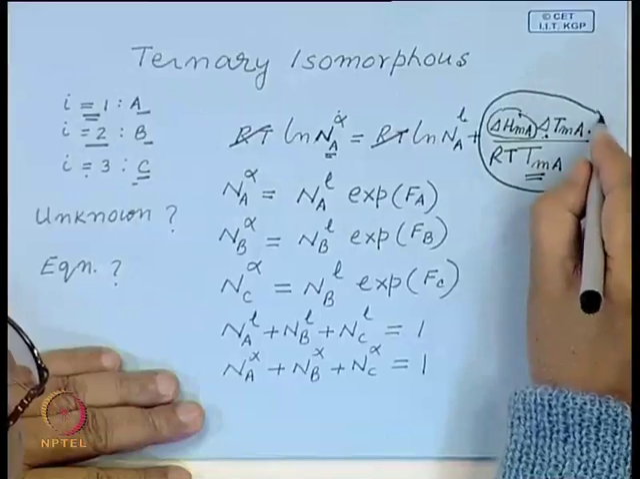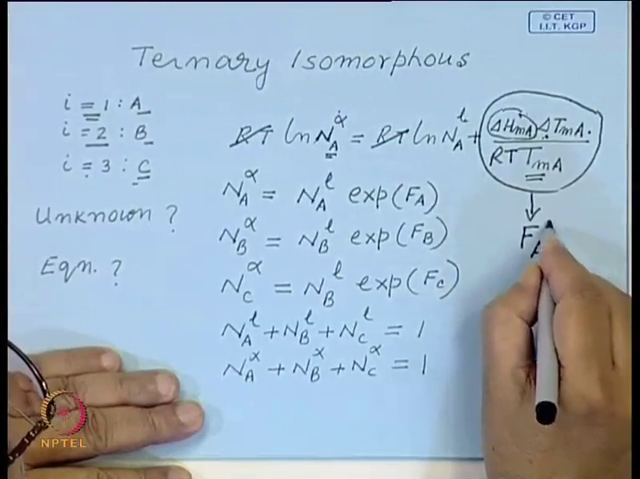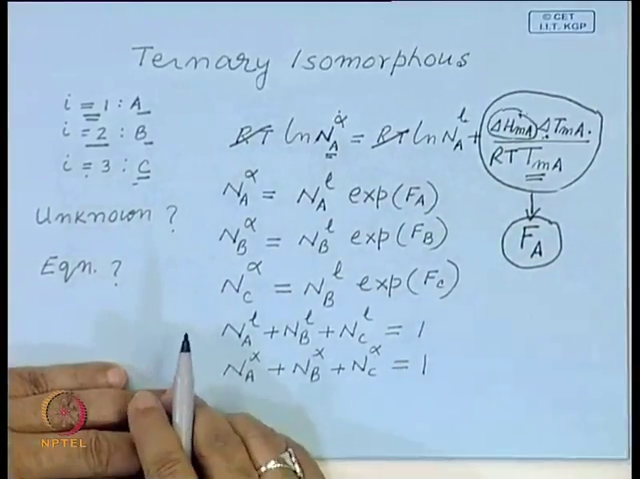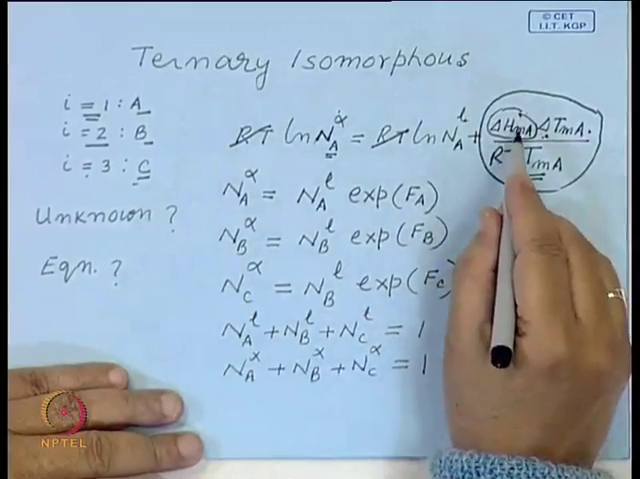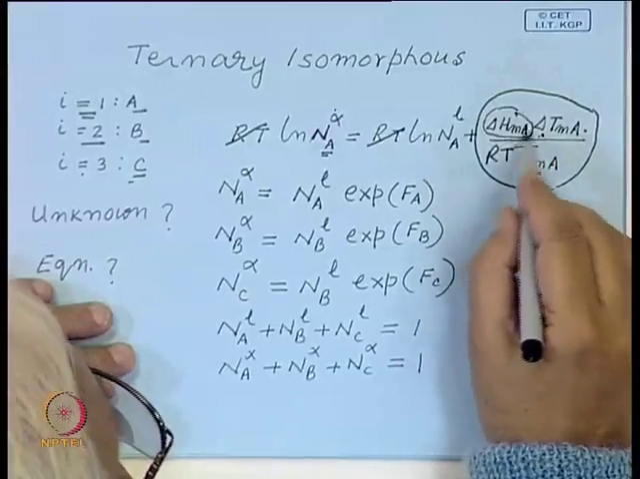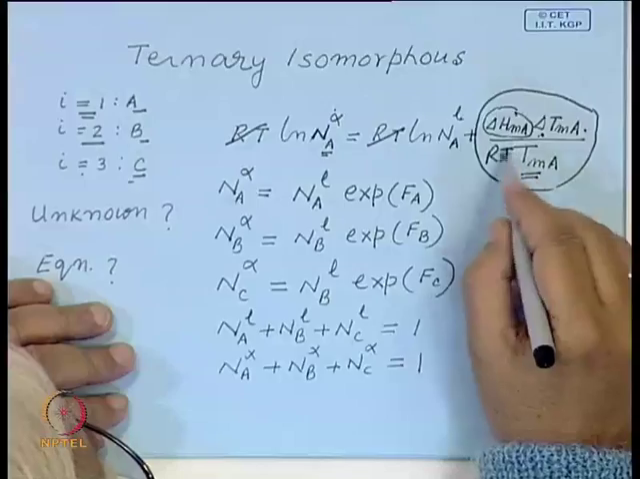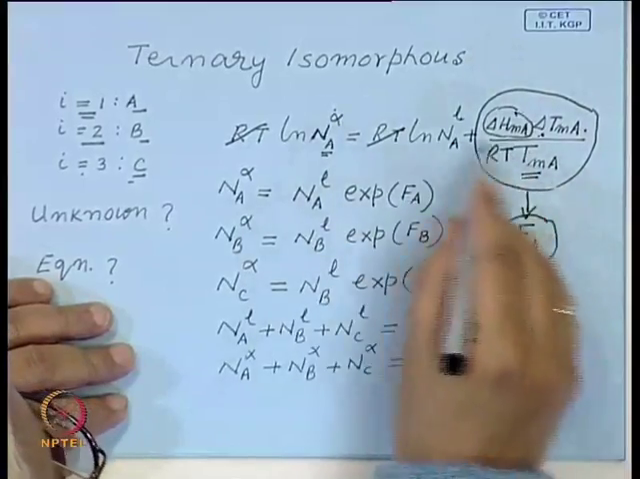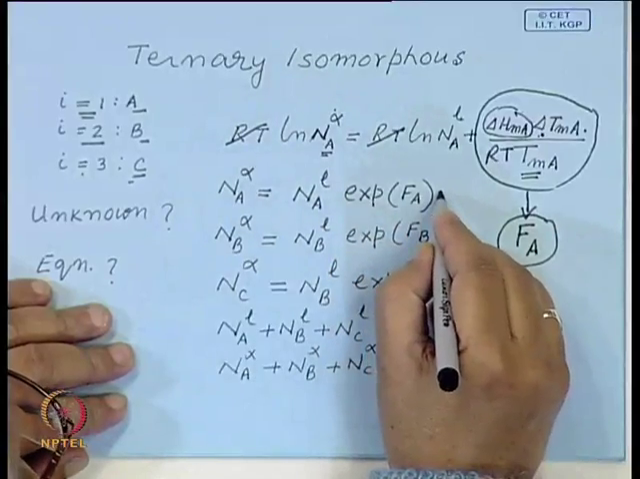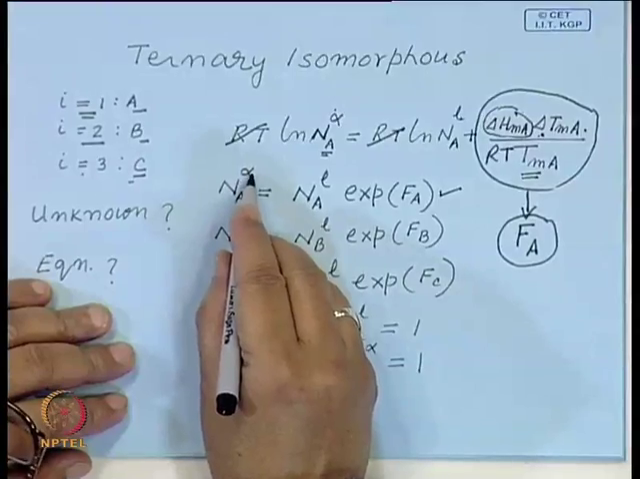that you assume this is a function F A, which depends only on the thermodynamic characteristics, that is the enthalpy of fusion or latent heat of fusion, the melting point, the universal gas constant and the temperature. So in that case you can simply write this expression in this form. So this is when you equate the chemical potential of A in alpha and liquid.